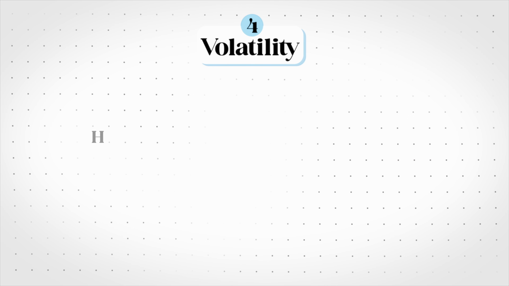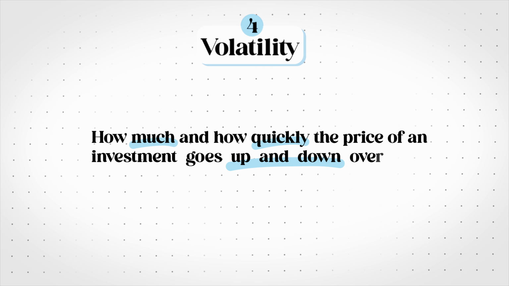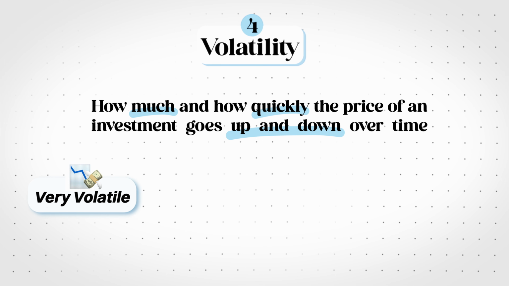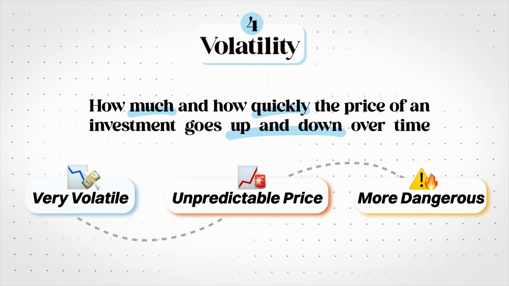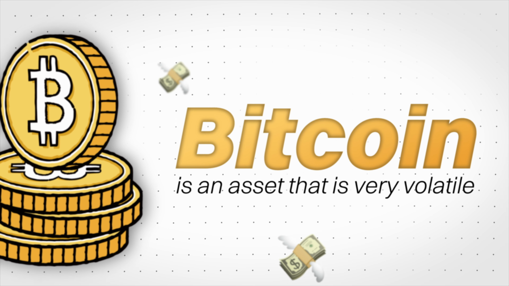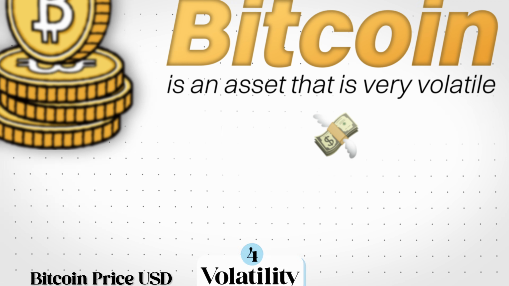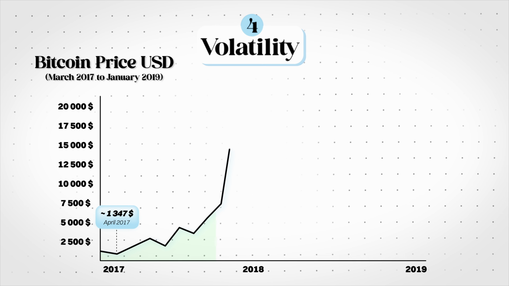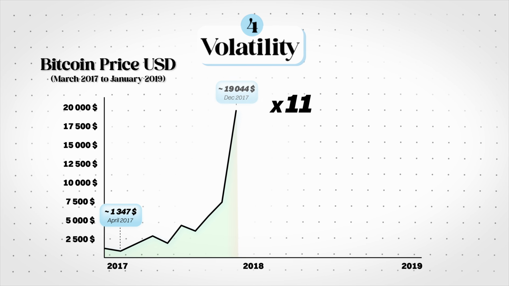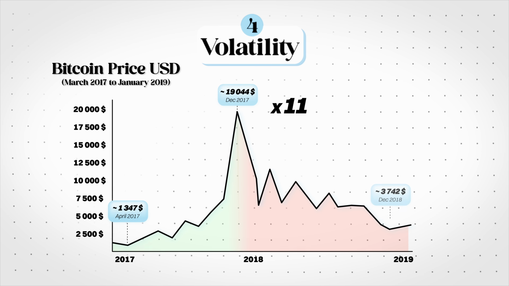Volatility is a measure of how much and how quickly the price of an investment goes up and down over time. It reflects how unstable or unpredictable an asset's price is. The more it swings, the more volatile it is. For example, Bitcoin is an asset that is very volatile because its price can double or be divided by 2 in just a few months. Between April 2017 and December 2017, Bitcoin's price went up more than 11 times. And the following 12 months after that, it fell to about 1/4 of its value.